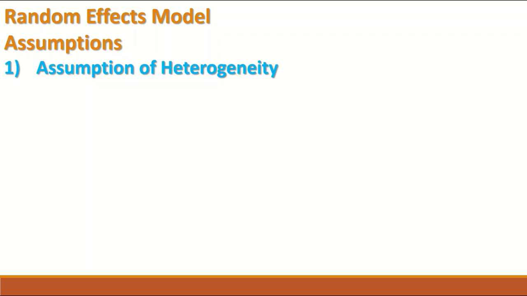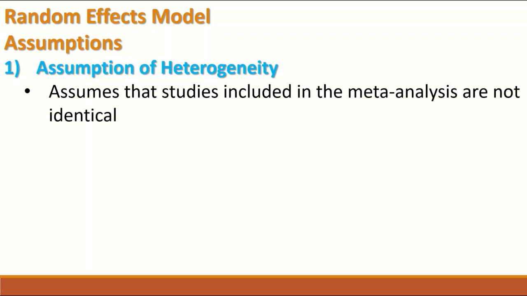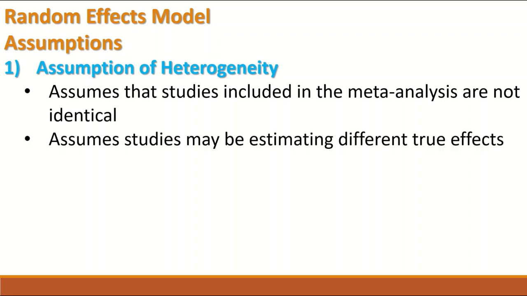So when to use a random effects model? Random effects models have certain assumptions. It assumes that there is heterogeneity, which means that the studies included in the meta-analysis are not identical, i.e. they are heterogeneous. It assumes studies may be estimating different true effect sizes, whether the effect size is an odds ratio, risk ratio, mean difference, correlation, or proportion, so there is a difference in the effect size.